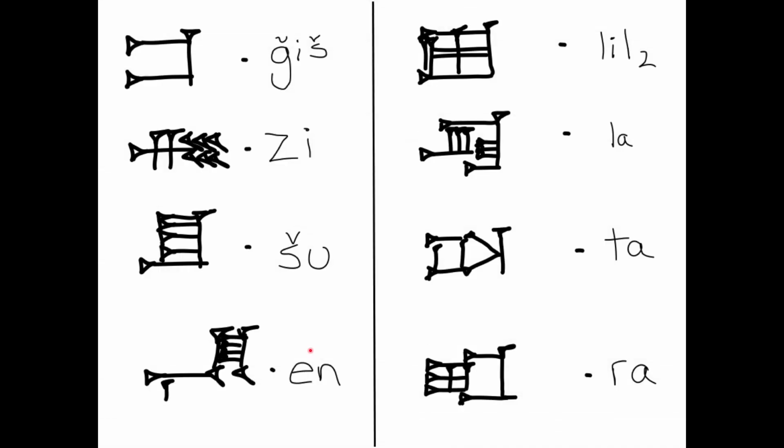Then we have finally our signs for the week. So Nyesh for wood, Z, Shu, N, Lil 2, La, Ta, and Ra. So commit those to memory, make flashcards.